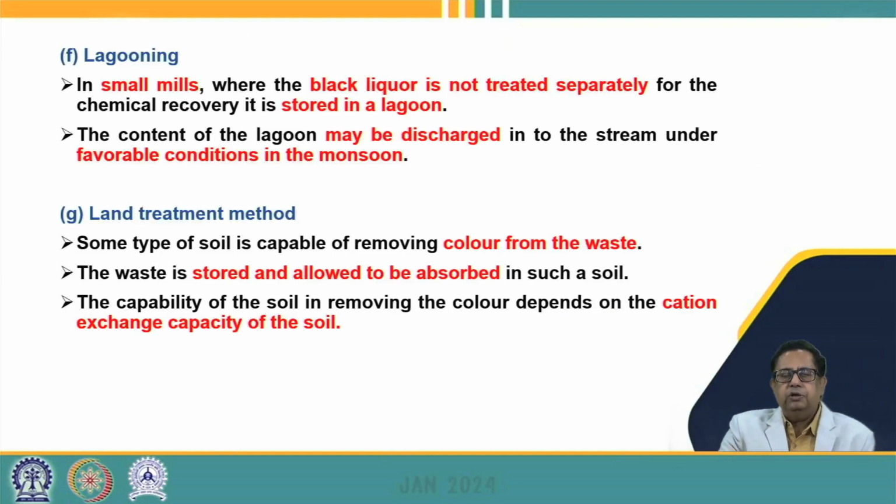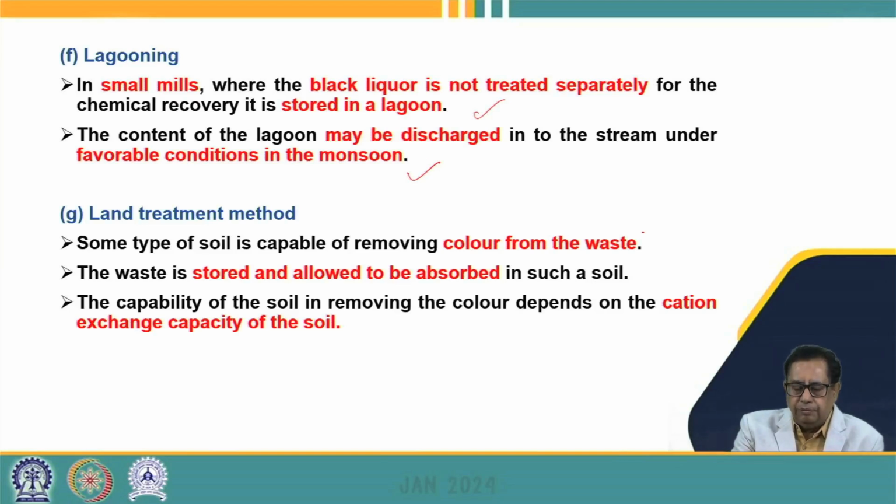So the lagooning can also be done, for example, when we are having very small mills. So in that case, the black liquor may not be treated separately, then it can be stored in a lagoon. And then later on, when the things are favorable, or basically we find that the concentration has reduced or the treatment has been done, it can be discharged during the monsoon seasons.